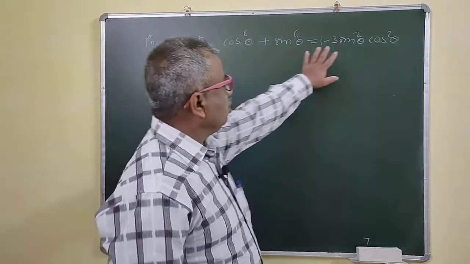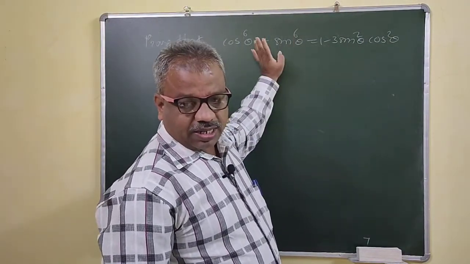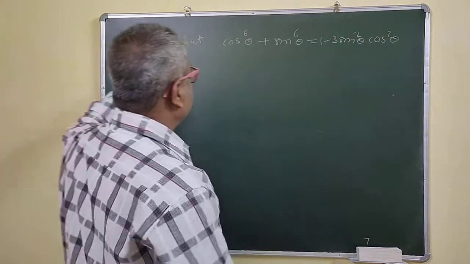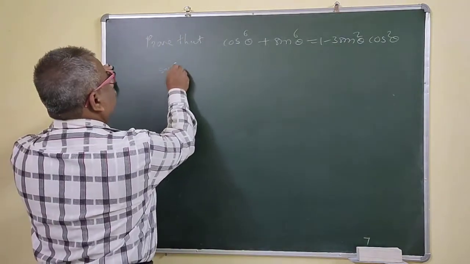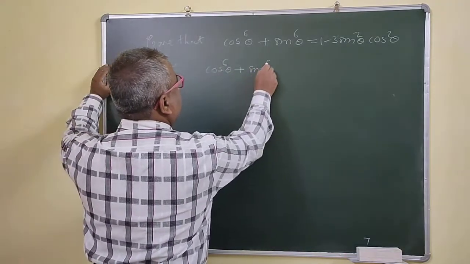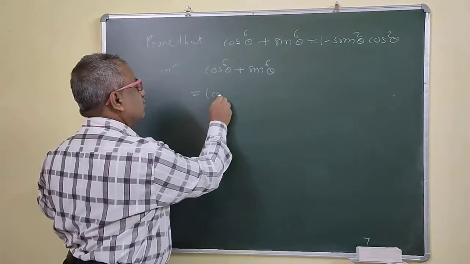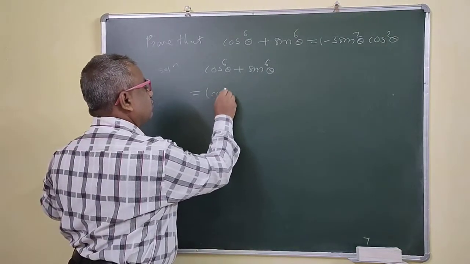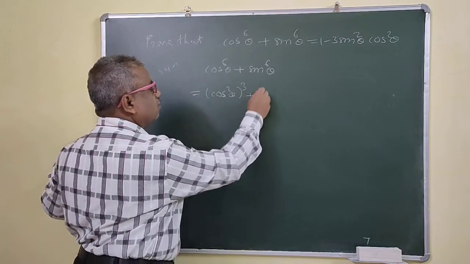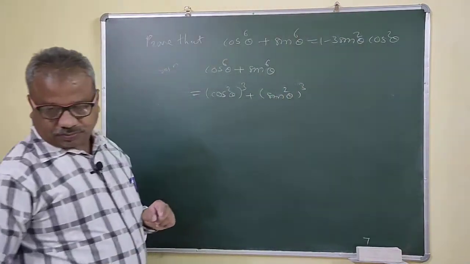Now see here, we don't have any idea from this side, right? So we'll take the LHS and we'll prove the RHS. Okay, so solution. We start from cos to the power 6 theta plus sin to the power 6 theta. Now we can write this as (cos square theta) cube plus (sin square theta) cube.